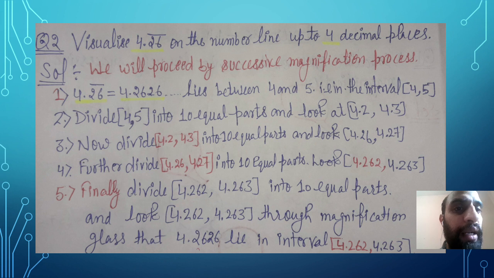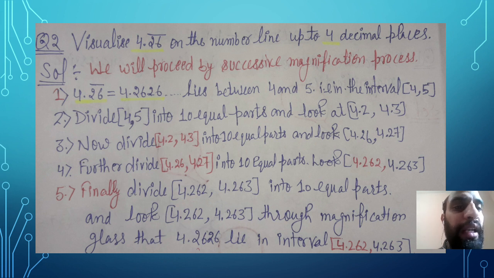26 is under the bar, that means 26 is the repeated digit. That means you can write 26, 26, 26 so many times. But in the question it is written 4 times, that means we need 4 digits after the decimal. You can see in the very first step I have written 4.26 bar is equal to 4.2626. That's why I have written only 4 digits, because in the question the condition is 4 decimal places. Definitely 4 point something is lying after 4 and before 5.